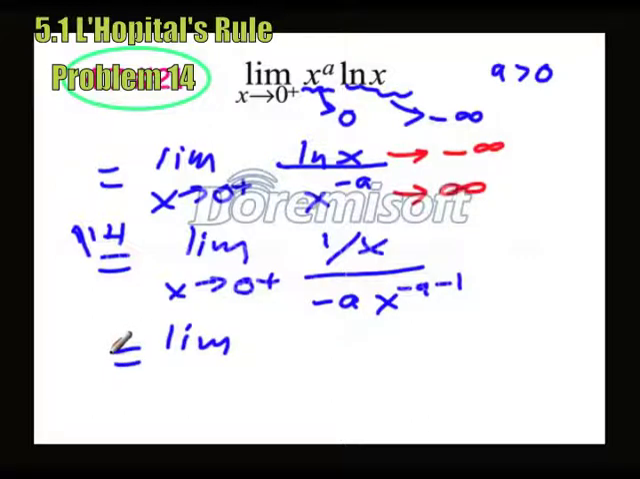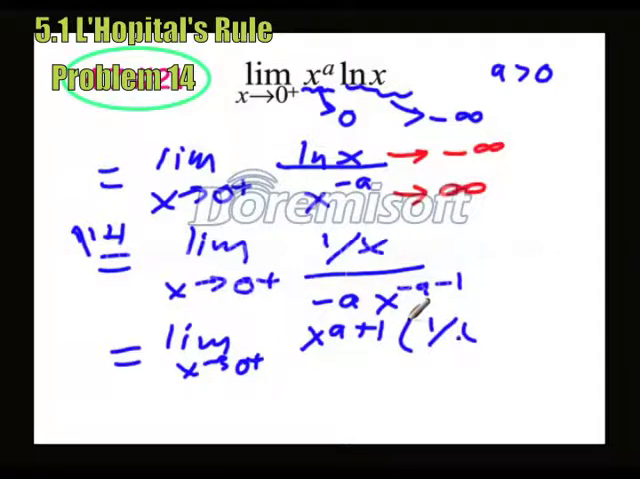And now we've got to do a little simplifying. What I'm going to do is bring this x to the negative a minus 1 back into the numerator as a positive exponent. So this is now going to be x to the positive a plus 1, and then times the 1 over x, all over negative a.